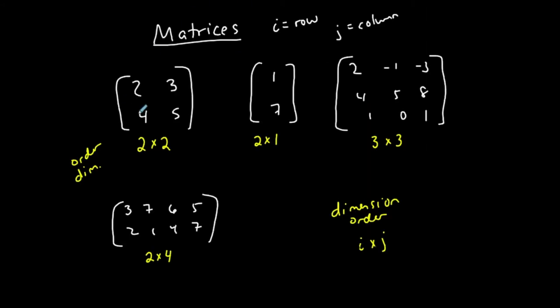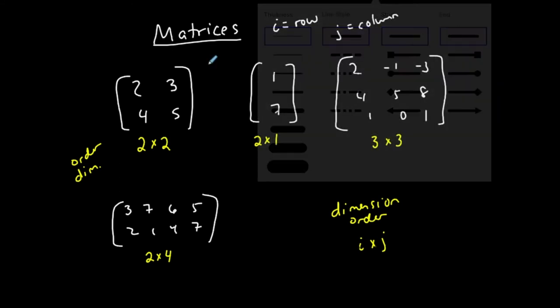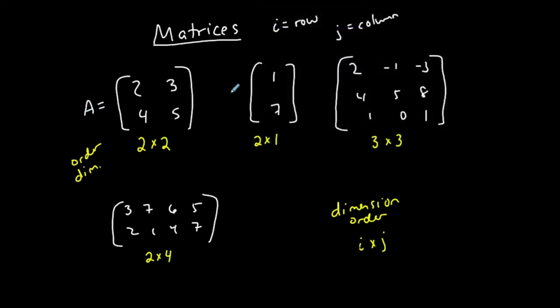Now you're going to see matrices represented by capital letters. So let's go back to these. Let's say that I want to call this matrix A. This is matrix B. This is matrix C. This is matrix D. So we represent a matrix with a capital letter.